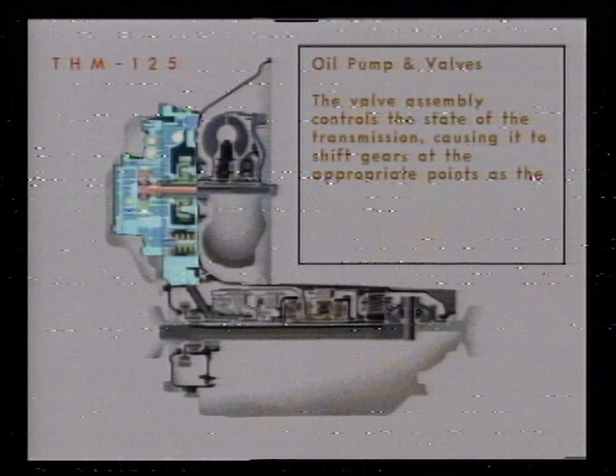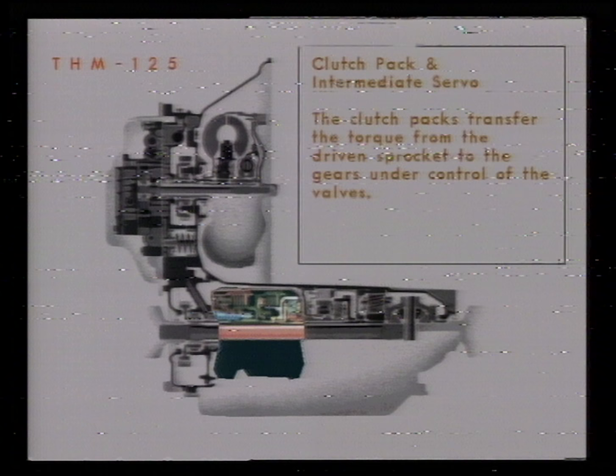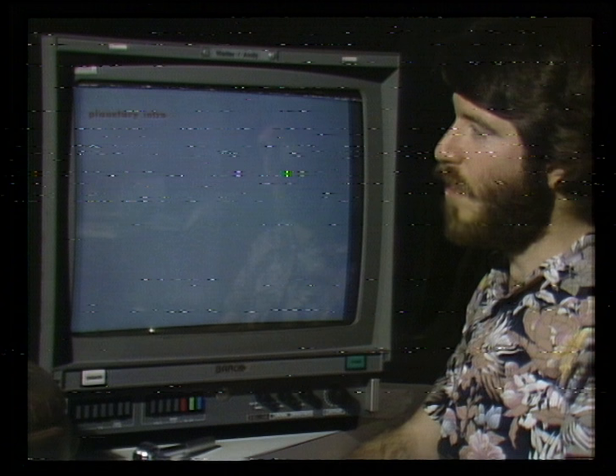I can browse around by touching other parts of the transmission and continue to get descriptions for each of these chapters. When I find a chapter that I want to see, I just touch the text, and the system will format pages for me to read.